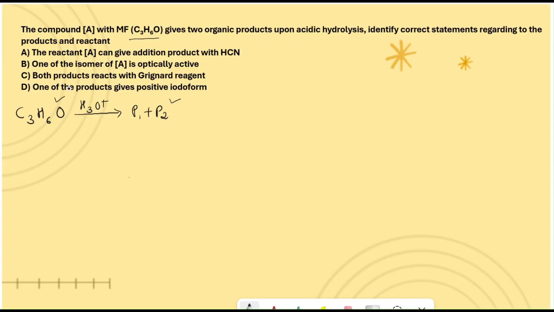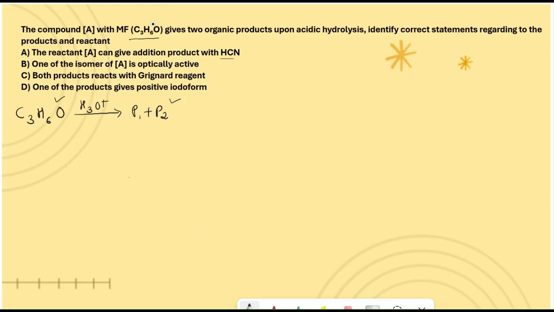Without the help of the options, we can't solve this. So let's read out the options. The reactant A can give addition product with HCN. One of the isomers of A is optically active. Both products react with Grignard reagent. One of the products gives a positive iodoform test.